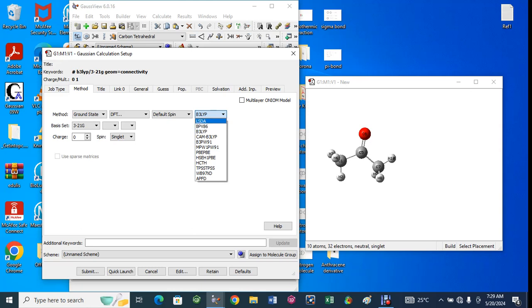So the LSDA falls under the local density approximation. I think this should be a GGA approximation. This is a GGA or a meta GGA, the generalized gradient approximation. Most of the time, whenever we want to carry out DFT calculations, we use B3LYP because it's a hybrid functional.